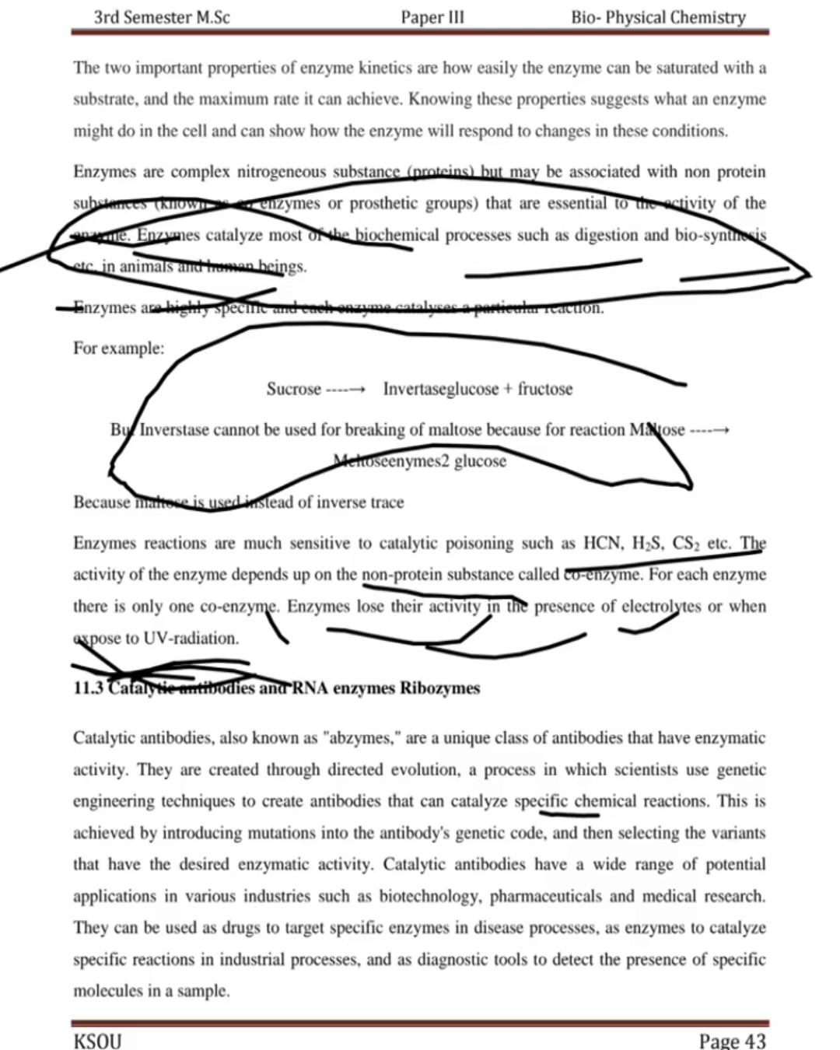So this can be used as a drug to target specific enzymes also. Some of the proteins can be used as a drug to treat. Antibodies can be used as a drug to target specific enzymes. Enzymes are nothing but the proteins which are in the disease process. Enzymes also catalyze specific reactions in industrial processes, and are a diagnostic tool to detect the presence of specific molecules in a sample.